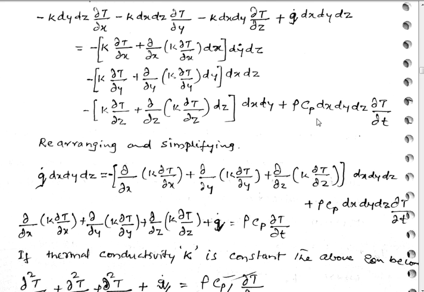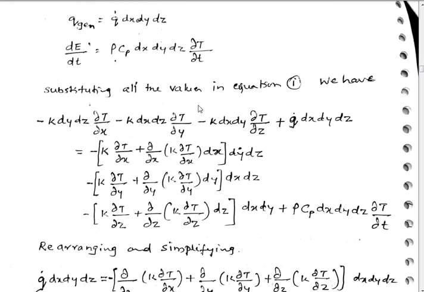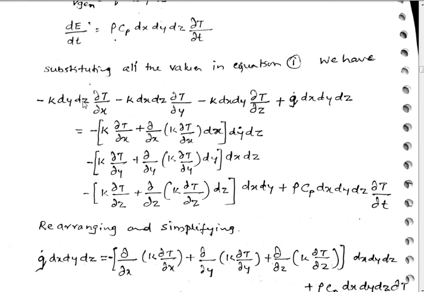Then the change in internal energy is ρ cp into the volume of the element and the change in temperature with respect to time, that is ρ cp dV ∂T/∂t. Now if we rearrange all these equations, in the first term, minus k dy dz ∂T/∂x, if you separate it, minus k ∂T/∂x into dy dz comes out. This side it is negative, and the other side is also negative, so those get cancelled. In the second term, minus k dx dz ∂T/∂y, here also minus k ∂T/∂y dx dz gets cancelled. And the third term also gets cancelled.